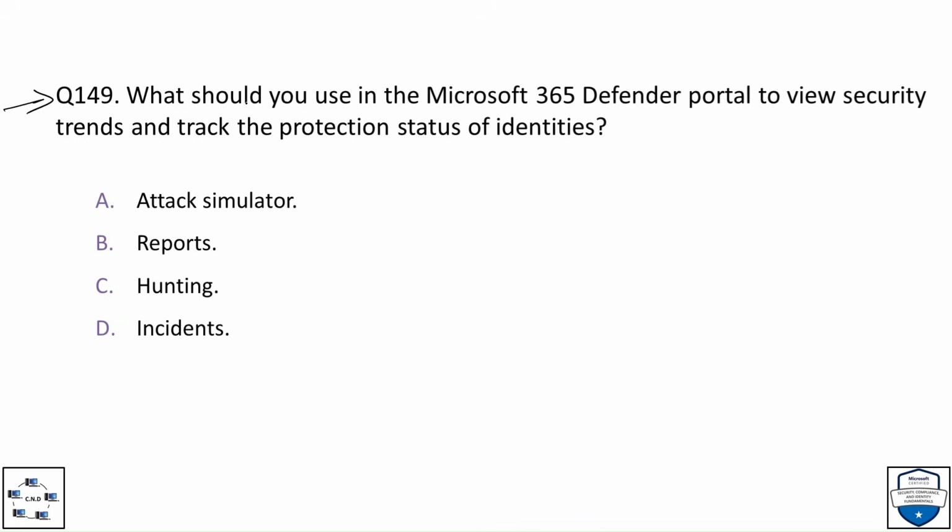Question number 149, what should you use in the Microsoft 365 Defender portal to view security trends and track the protection status of identities? Option A, attack simulator. Option B, reports. Option C, hunting. And option D, incidents. And the correct option is option B, reports.